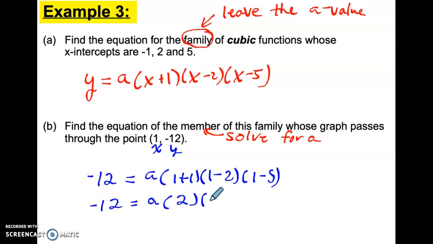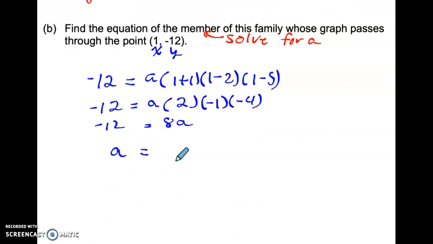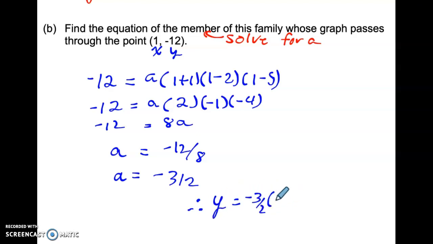So I have a 2, a -1, and a -4. That would give me 8a. And when I divide both sides by 8, I get -12 over 8, which is -3 over 2. So the equation for this is y equals -3 over 2 times (x plus 1)(x minus 2)(x minus 5). Okay, and that is that specific member of that family.